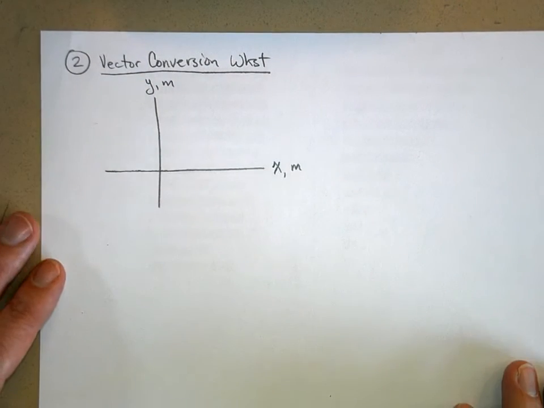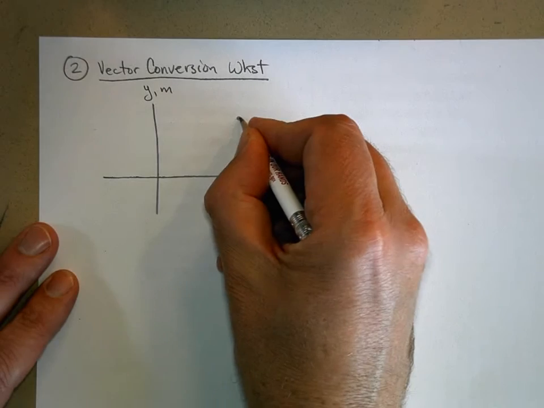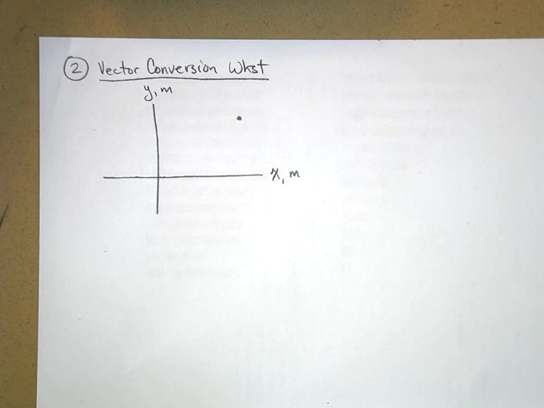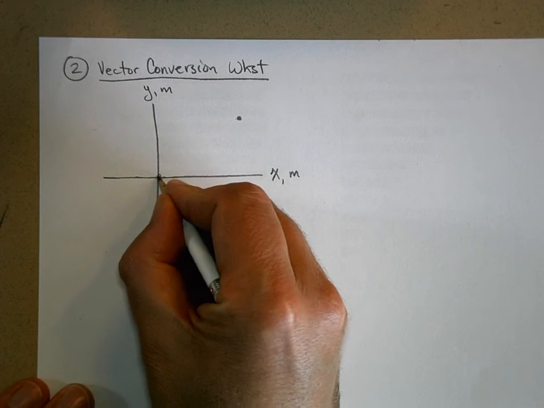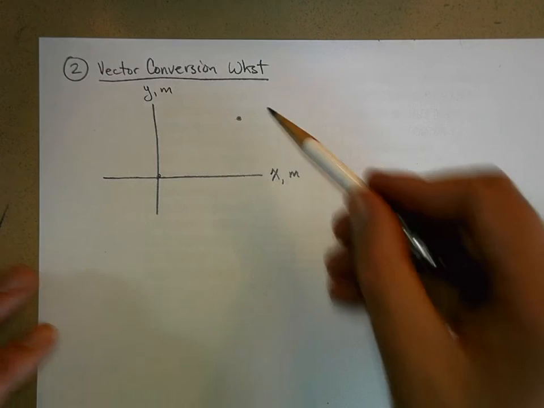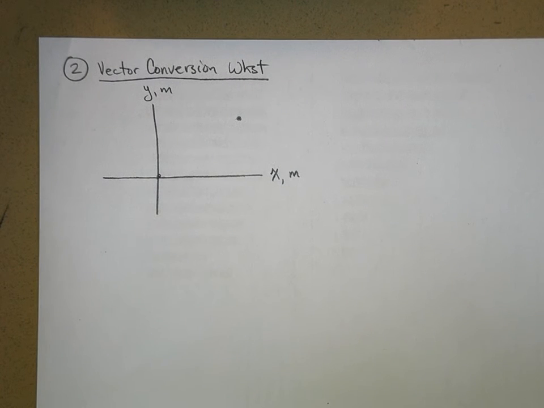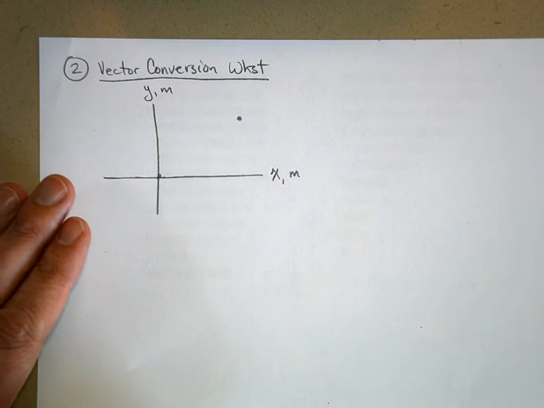And let's say my object is located over here somewhere. What we need is a way of expressing where that object is on the XY plane. Where is it located with respect to the origin? We have a word for that. What do we call where something is compared to the origin? Well, we call that position. So what is the position of this object?